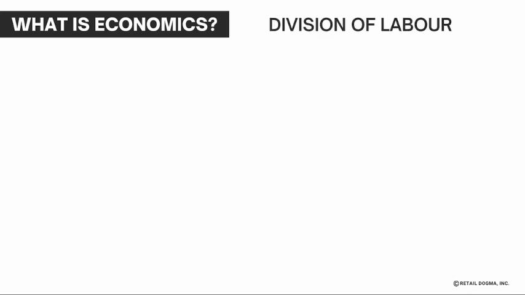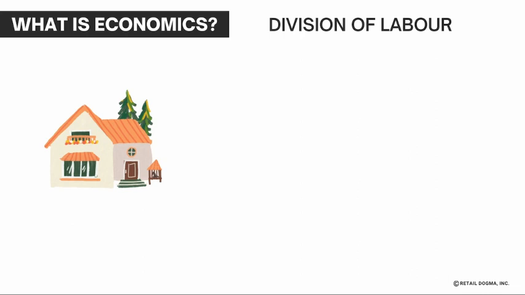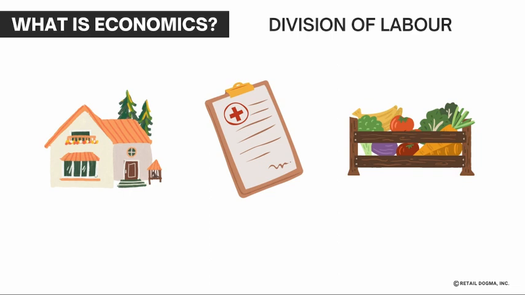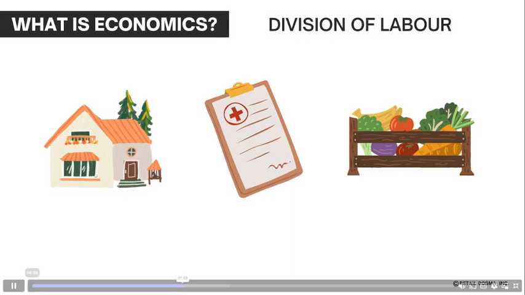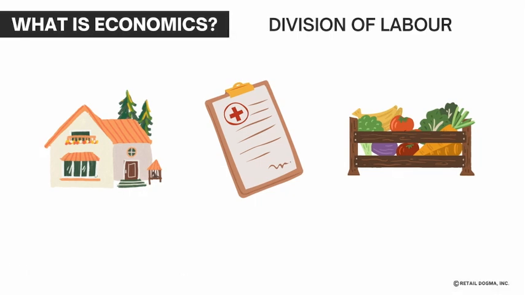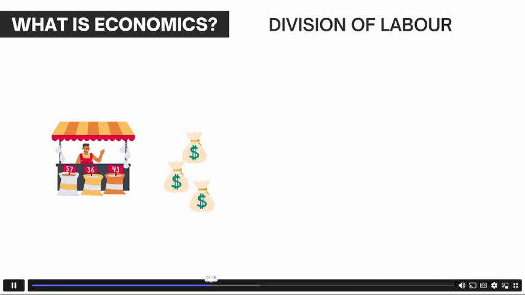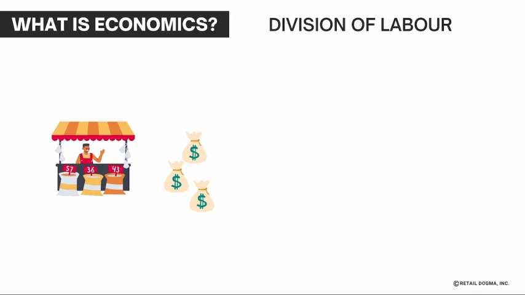For example, if you try to do everything yourself, you will build your own home, treat yourself from all illness, grow your own vegetables and other food. You will never have enough time and energy to do all of this on your own. Instead, you specialize in a certain task. For example, you could be in business, buying and selling goods. Then you use the money you generated from your work and trade with others for the services and goods you need for your own living.